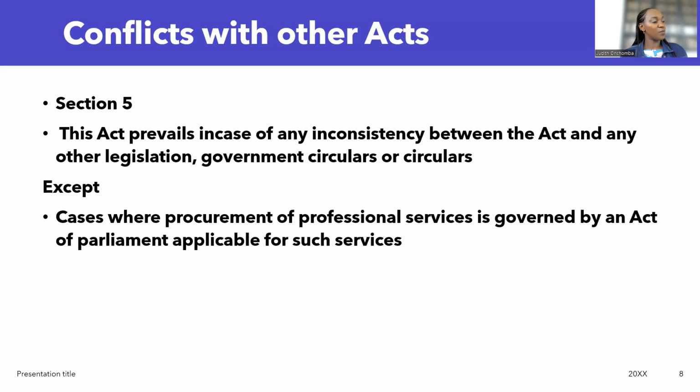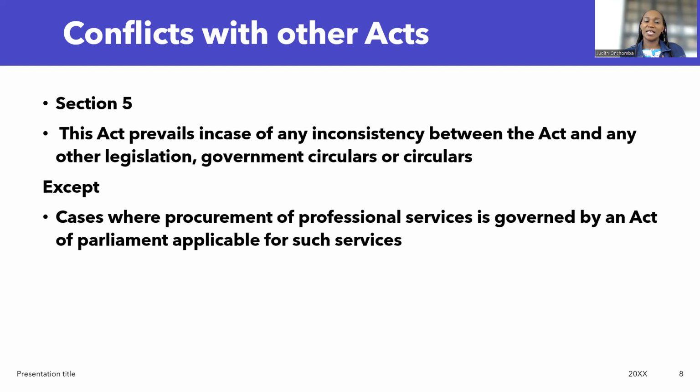Then section 5, we talk about conflict with other acts. As you would be going through various legislations that talk about procurement or refer to procurement, you're advised under section 5 that this Act prevails in case of any inconsistency between the Act and any other legislation, government circulars, or notices. Even when it comes to the public procurement and asset disposal regulations of 2020, if you find that a regulation is conflicting with what has been said in the Act, what is in the Act takes precedence.